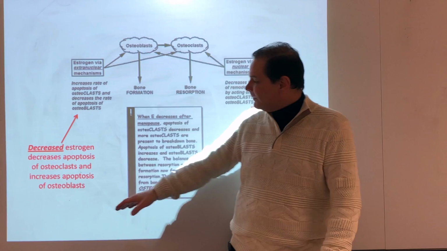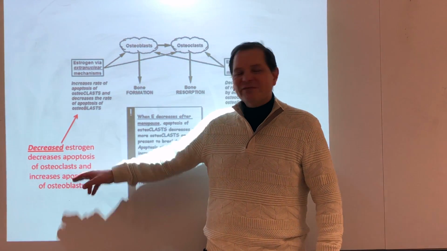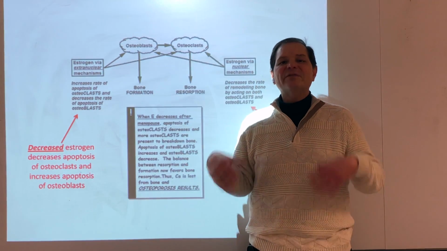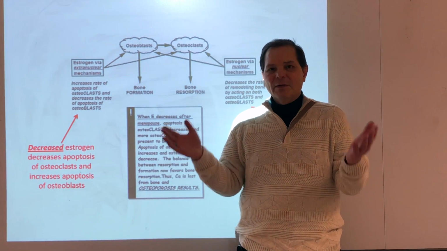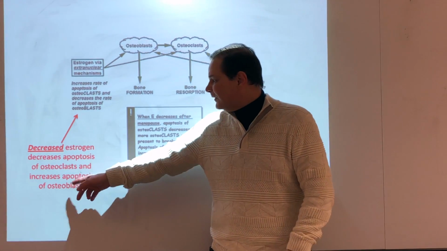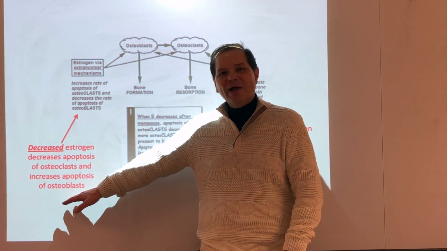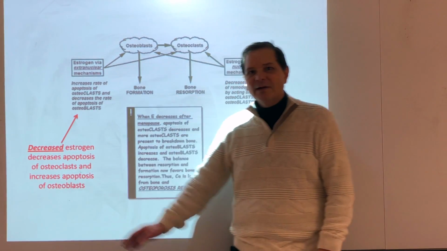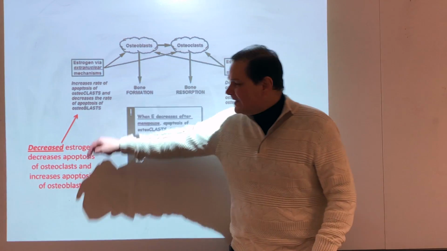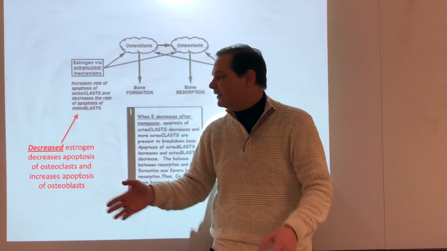And so what happens is you have osteoblasts surviving longer, you have osteoclasts not surviving as long. So in the presence of estrogen, the reason why you get a shift toward osteoblastic activity is because of this mechanism, the fact that estrogen is causing the osteoblast to stick around longer.